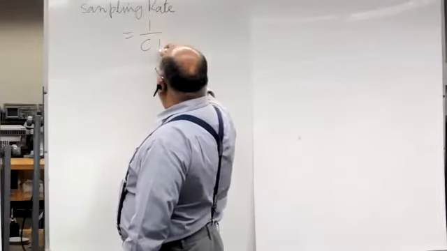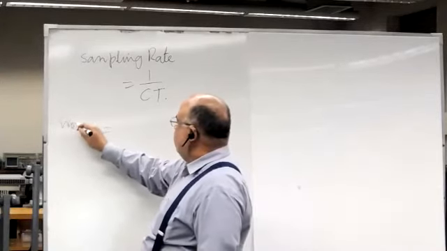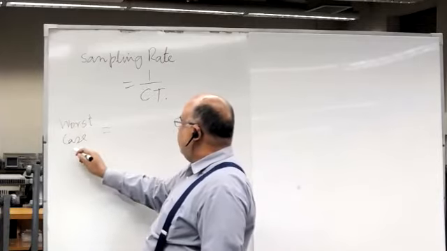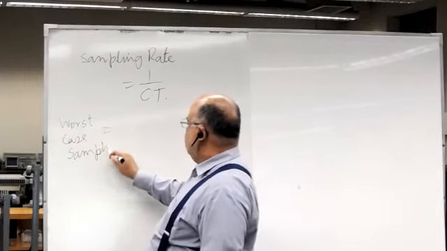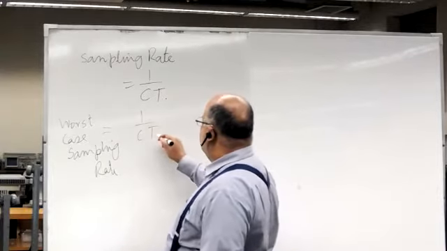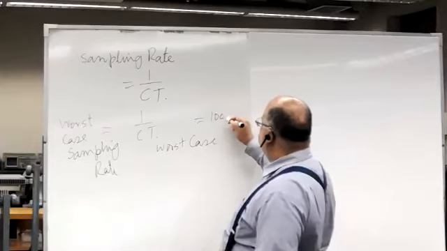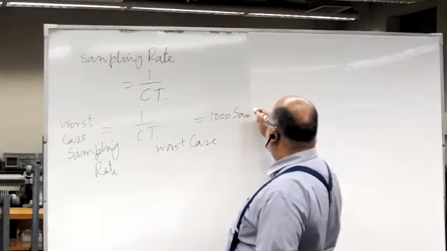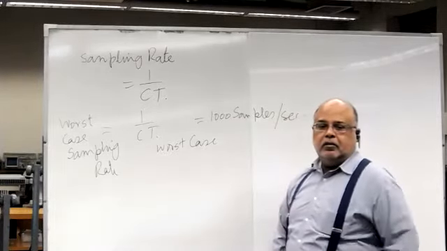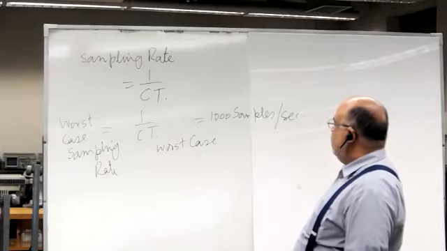1 over conversion time. So the worst case conversion frequency, the sampling rate, will be equal to 1 over the worst case conversion time, which is equal to 1000 samples per second. This is your worst case, 1000 samples per second.